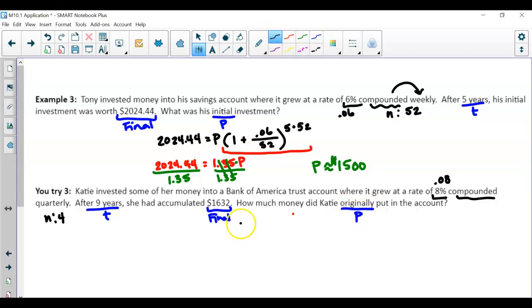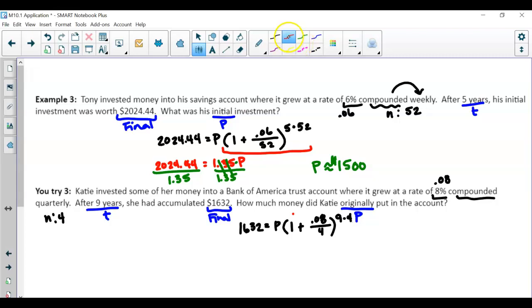So setting this up, $1,632 is equal to, sorry about that. We have that initial, so P times compounding, 1 plus, again, our rate 0.08, but now divided by 4, raised to the 9 years, but again, don't forget to multiply by that N value, which was 4 for quarterly.